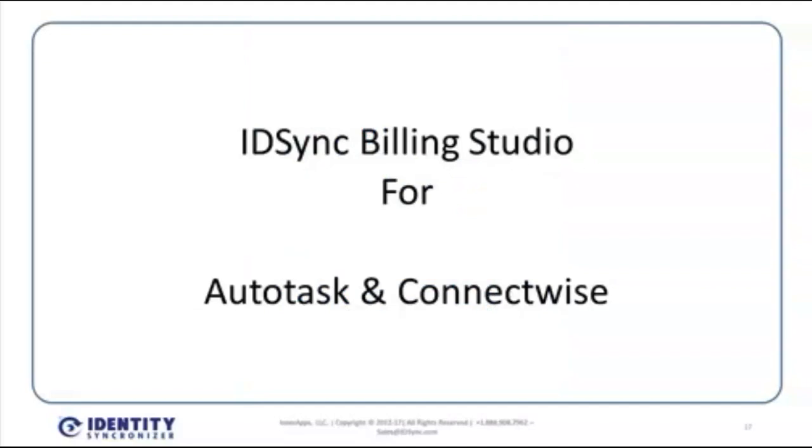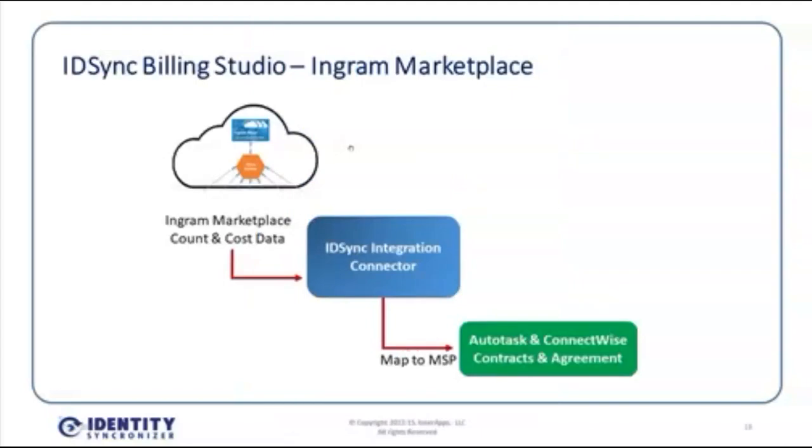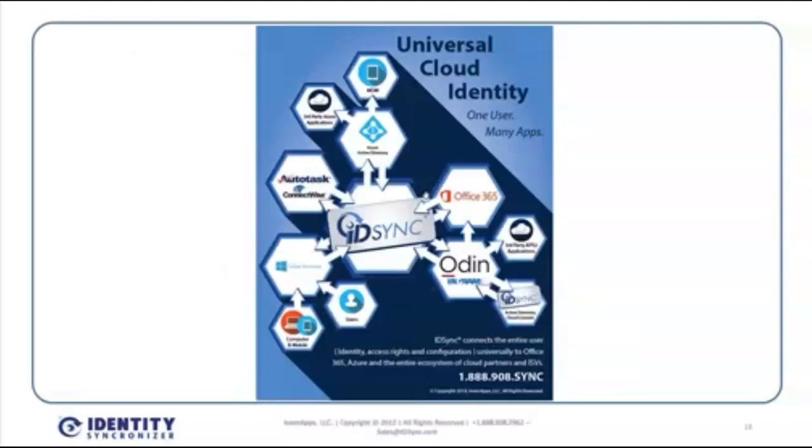Let's introduce you to the billing studio for Autotask and ConnectWise. Back up one slide. Right here, up in the upper left, you can see Autotask and ConnectWise. If you follow that down to the lower right corner, that's the connection between there and Odin Automation. It's this single connector across those two hex symbols. Next slide.